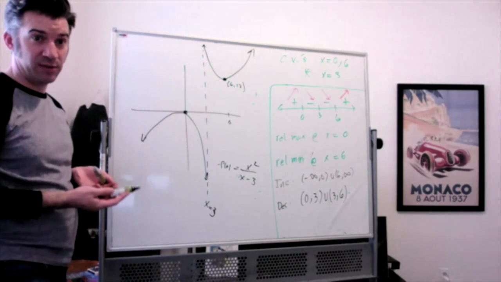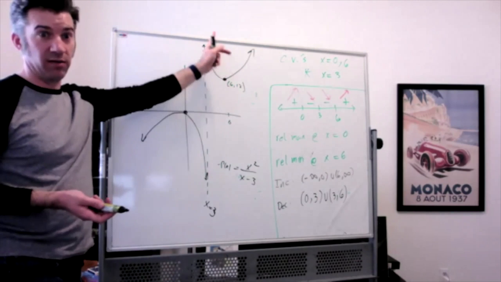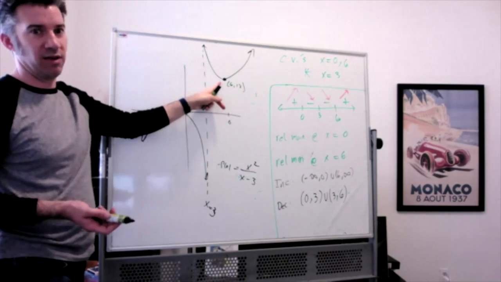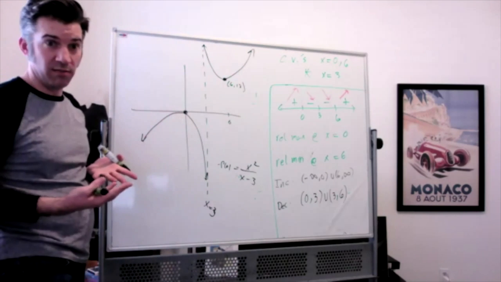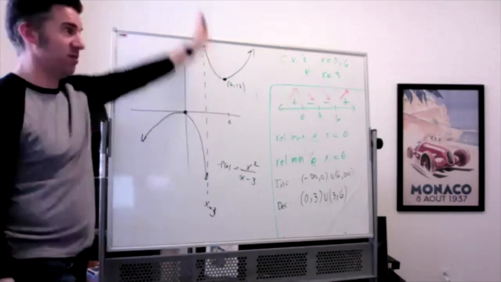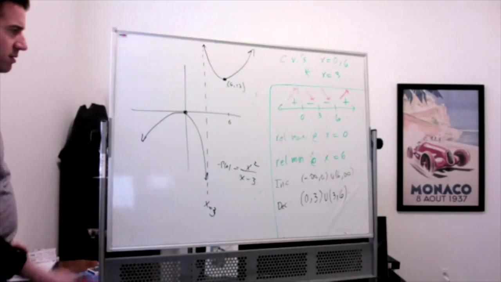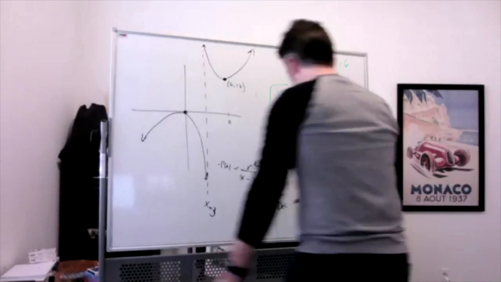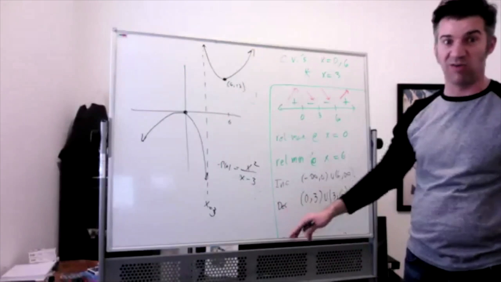Neither one of them are absolute. 0, 0 is not an absolute maximum. There's lots of values that are bigger than it. In fact, this minimum is bigger than this maximum, right? And there is no absolute minimum, right? There's no smallest value because it goes up to infinity, not negative infinity. But it would be very, very wrong to say that it was decreasing on the interval from 0 to 6.